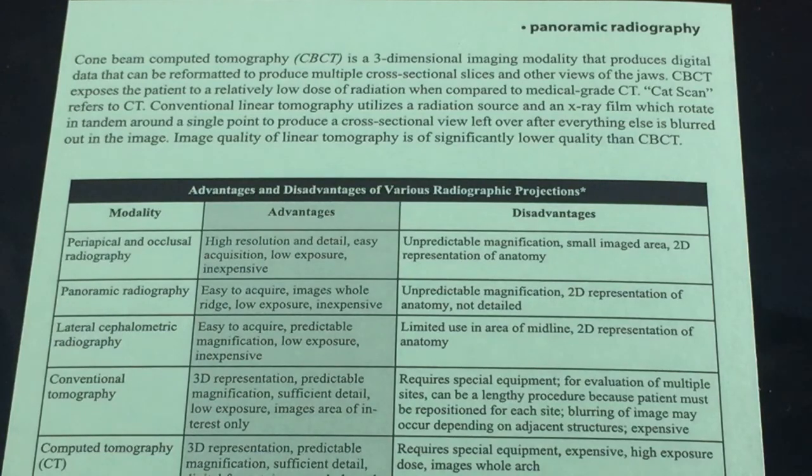Computed tomography, which is a CT or a CAT scan, it's 3D representation, predictable magnification, sufficient detail, digital format, images whole arch. Disadvantages: requires special equipment, expensive, high exposure dose. And the last one, the CBCT, cone beam computed tomography: 3D, predictable magnification, sufficient detail, digital format, images whole arch, low dose, and requires special equipment, expensive.